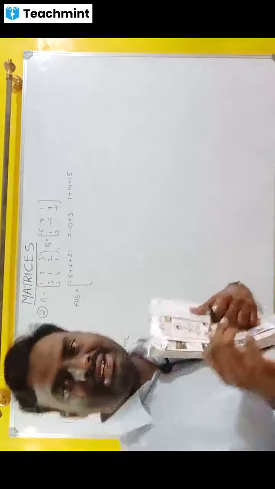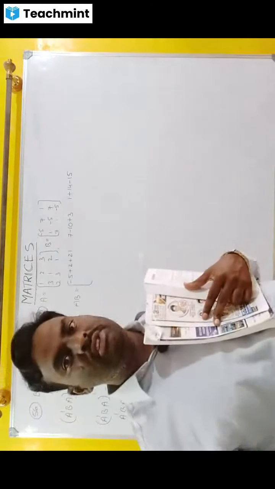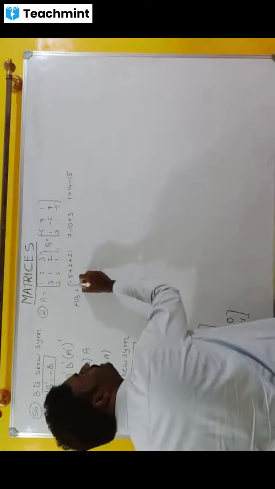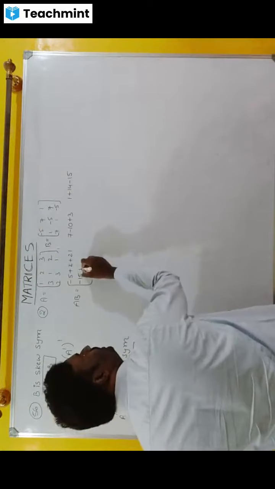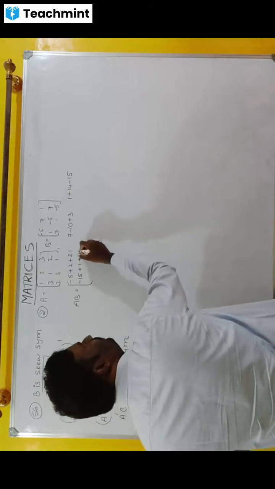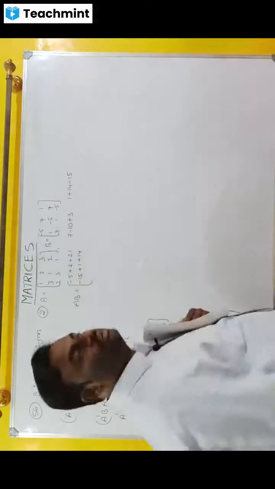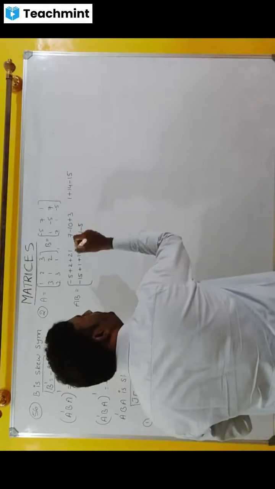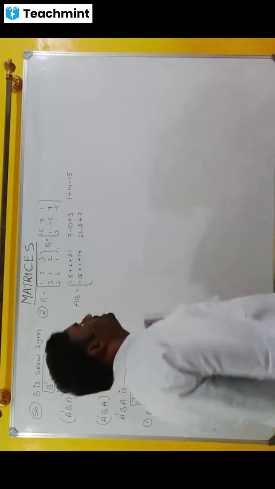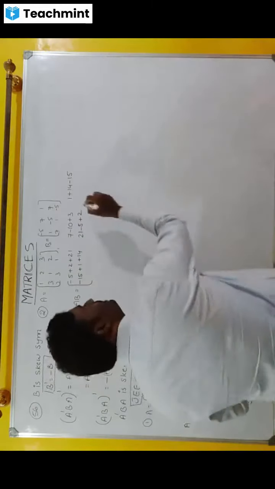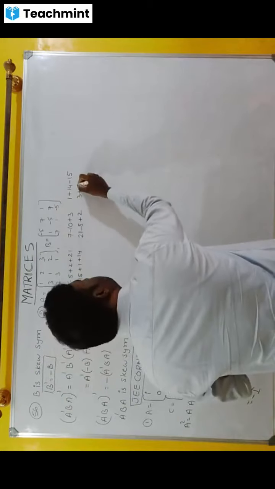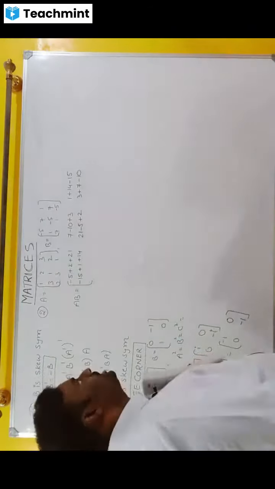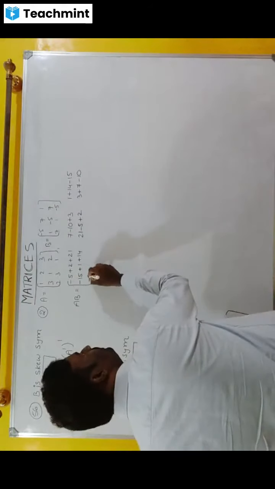Now the calculation is done with the first row. Next, which row? Second row. Second row, first column. 3 into minus 5 is minus 15, 1 into 1 is 1, 2 sevens are 14. Second row, second column. Now we need to take 3 into 7, 21, 1 into minus 5 is minus 5, 2 ones are 2. Second row, third column. 3 ones are 3, 1 into 7 is 7, 2 into minus 5 is minus 10. Next, third row, first column. 2 into minus 5 is minus 10.